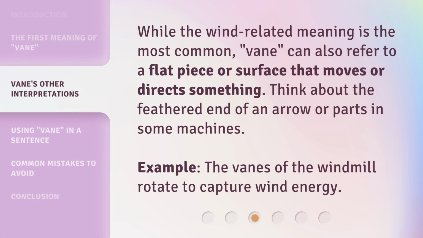While the wind-related meaning is the most common, vane can also refer to a flat piece or surface that moves or directs something. Think about the feathered end of an arrow or parts in some machines. Example: the vanes of the windmill rotate to capture wind energy.